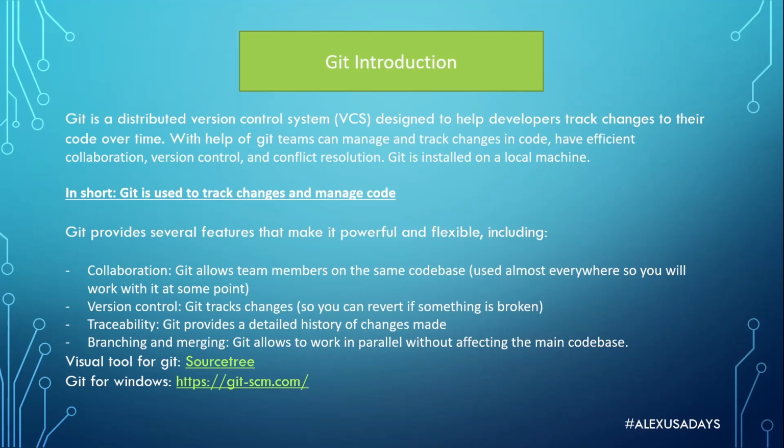There are some visual tools for Git that use a GUI or UI, like SourceTree. I'll have those tools in the description so you can check them out, but I suggest you learn just the console commands first to understand what you're dealing with, and then get to the UI tools for Git. A link to get Git is git-scm.com. It has installation instructions for both Windows and Mac on the web page.